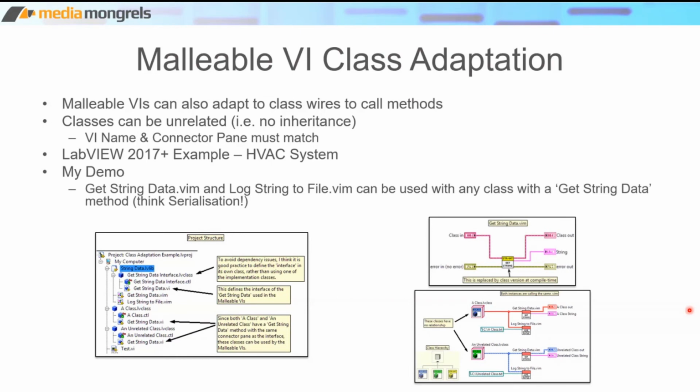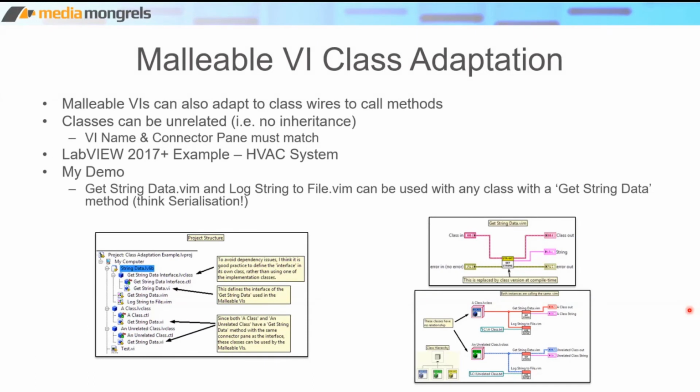LabVIEW 2017 includes quite a good example of this, which is a heating and cooling system, where you have your different hardware objects, so a heater, a cooler, an air conditioner, and sometimes those things are combined and sometimes not. You can create VIs in each of the unrelated classes, but then your Malleable VI can adapt at compile time to the different class wires. So I'll show you a demo of this because I really don't think I've explained that very well, but hopefully it will become a bit more clear later on.